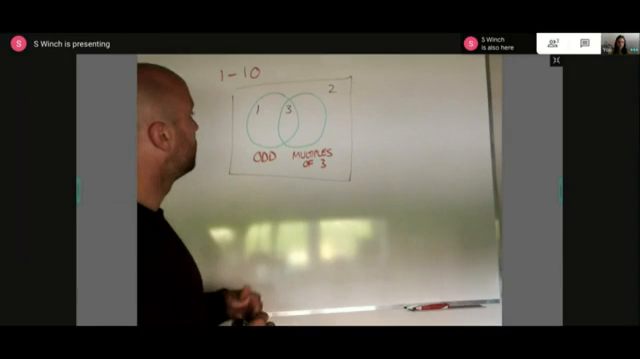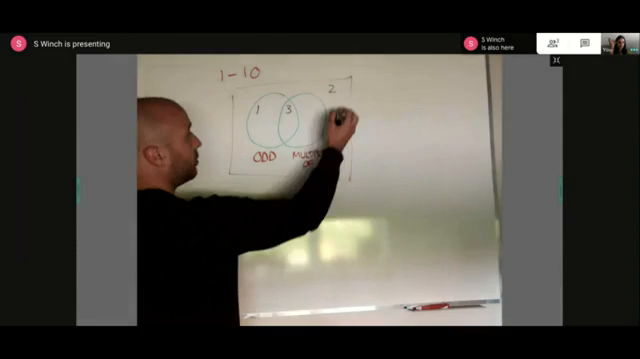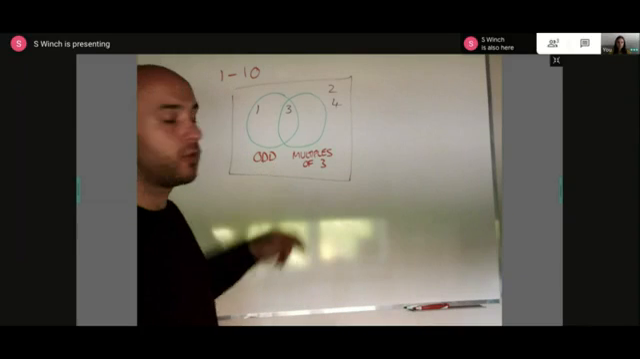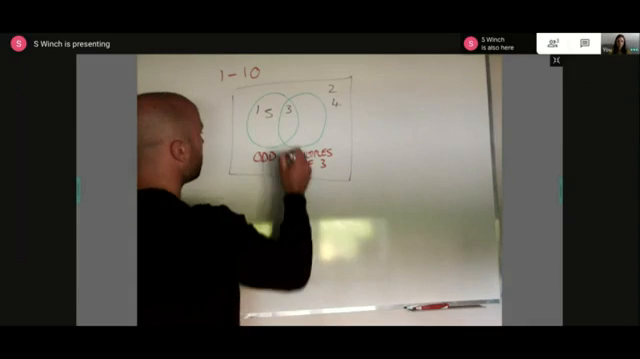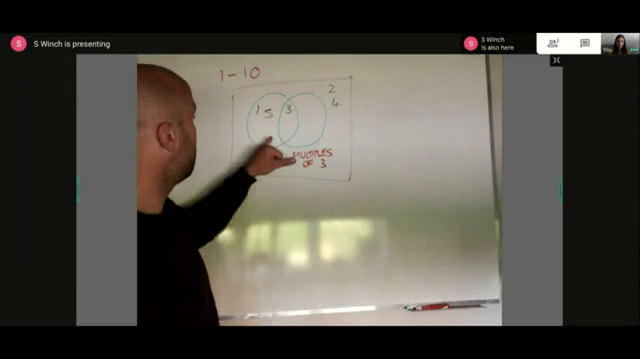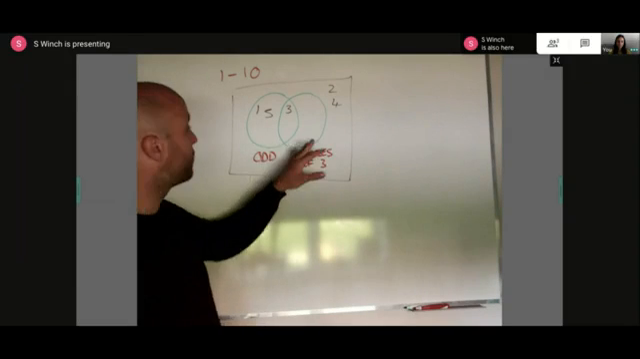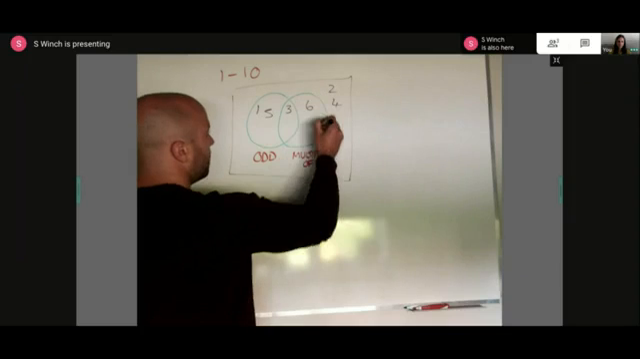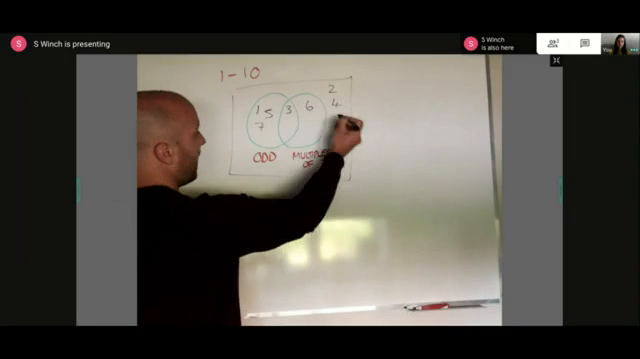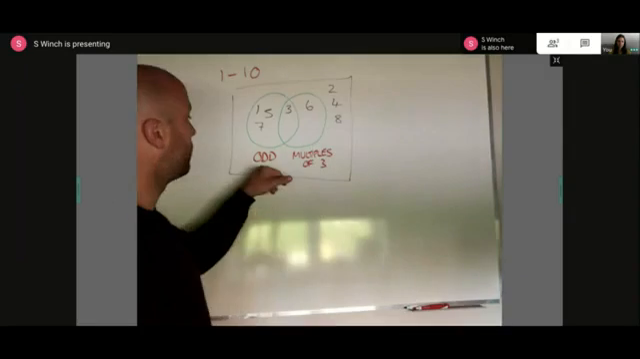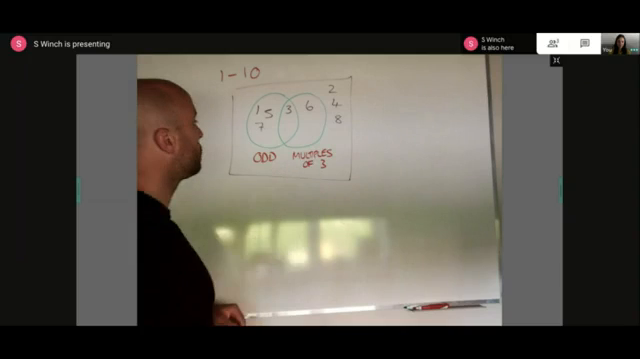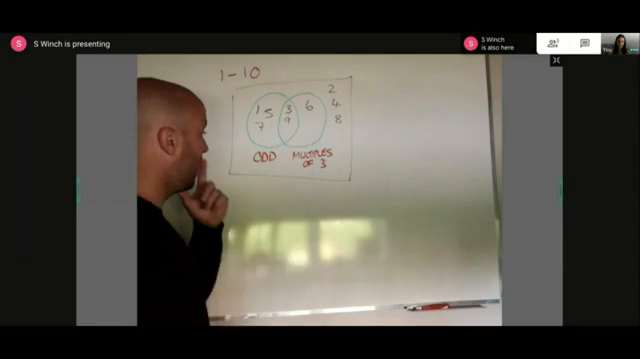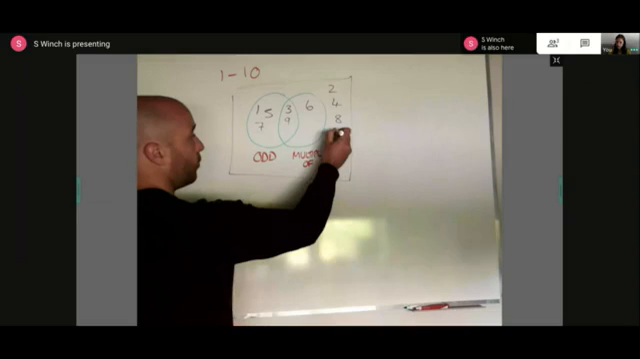The number 4, of course, is neither odd nor a multiple of 3. 5 is odd, but it's not a multiple of 3. 6 isn't odd, but it is a multiple of 3, so it goes into this section on its own. 7, we've got odd. 8, of course, is neither odd nor a multiple of 3. 9 is both, so again, that's going to go into the intersection here. And then finally, we've got 10, which would go there.